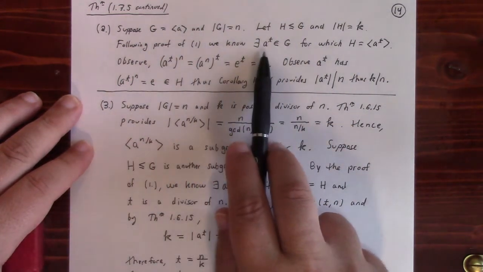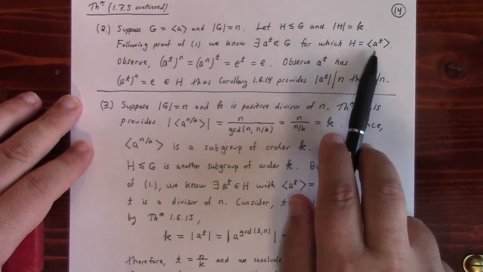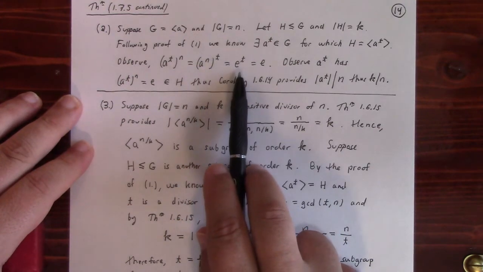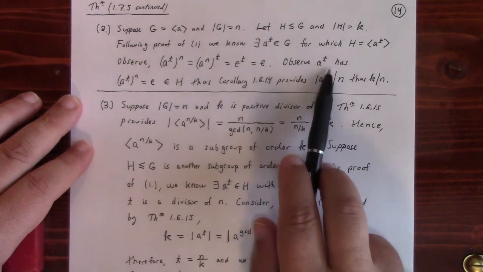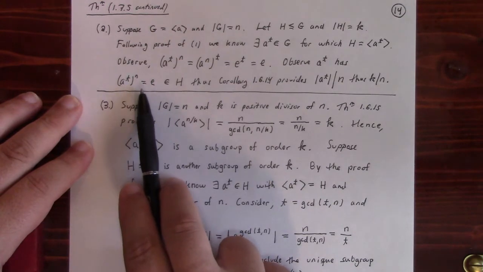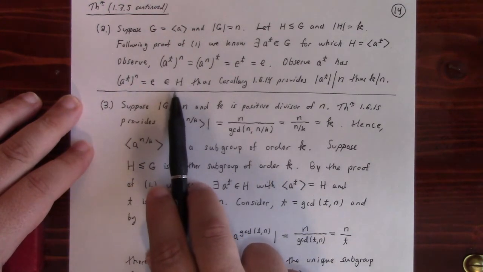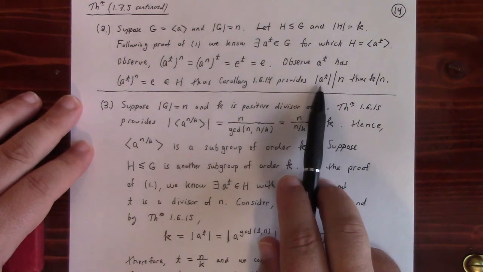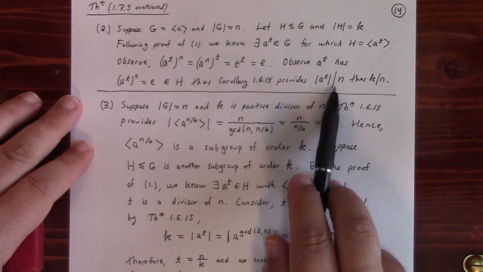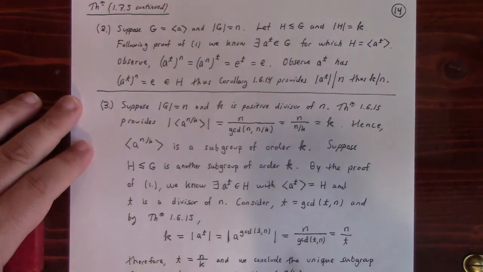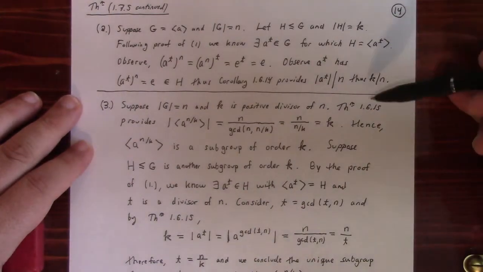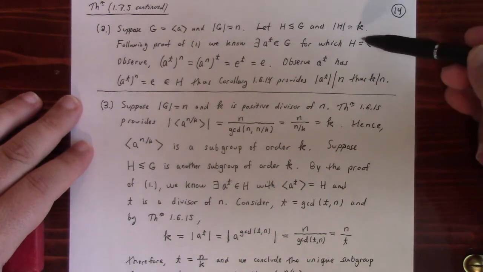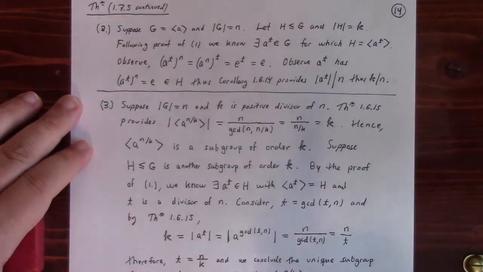Following the proof of 1, we know that there exists a generator for this H, but we can also observe that (a to the t) to the n is (a to the n) to the t, which is e to the t, which is e. So a to the t has (a to the t) to the n equal to e, and thus Corollary 1.6.14 provides that the order of a to the t must divide n, which is to say that k divides n. There we go. So this little paragraph replaces the, again, we know this result by Lagrange's theorem, but this argument's self-contained, which is kind of nice.